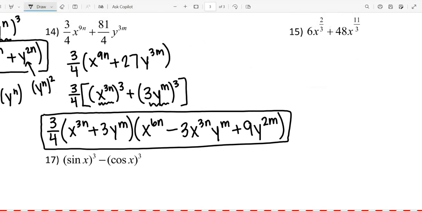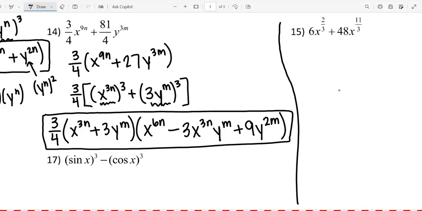This last one, what do you notice? Fractions and the exponent. So I'm going to have to take my smallest exponent, right? What's my smallest exponent? The 2/3. So I'm going to have to take that as a GCF. There we go. I'm going to have to take x to the 2/3 as a GCF. Is there anything else that I can take? 6.